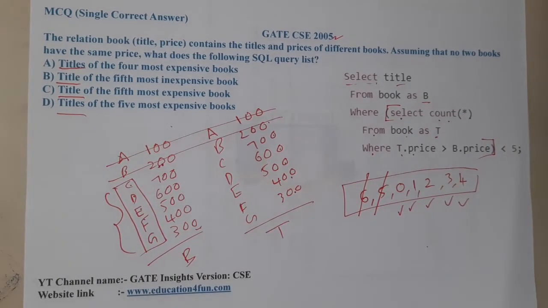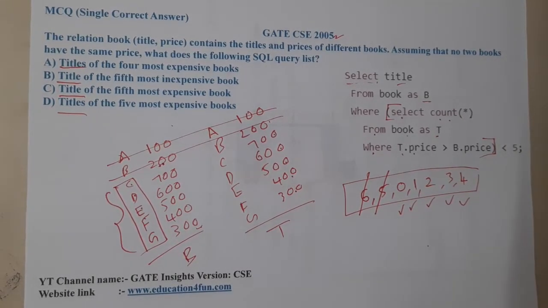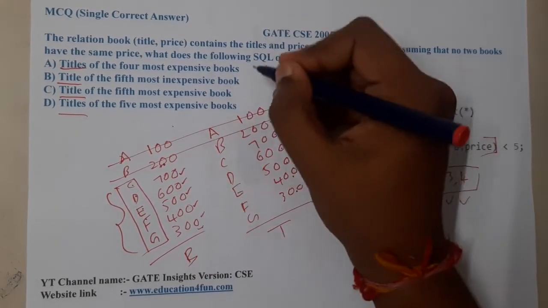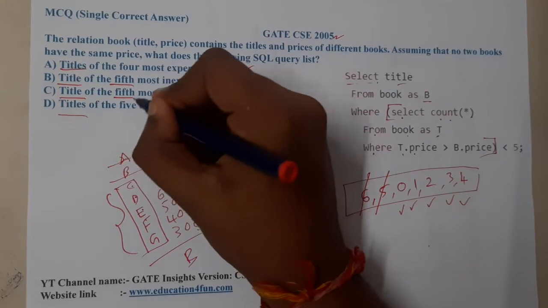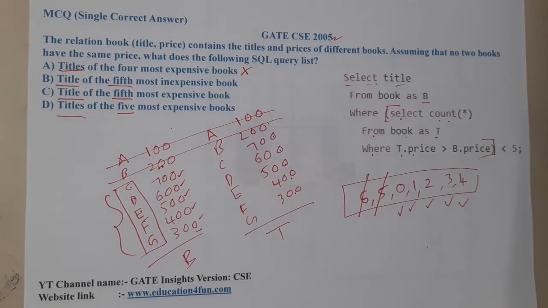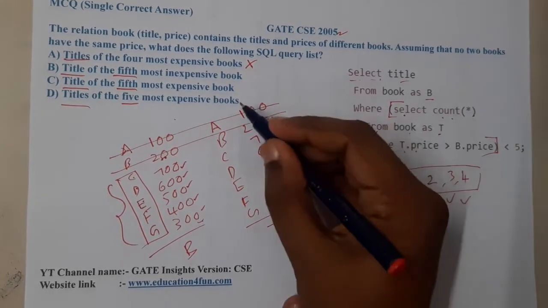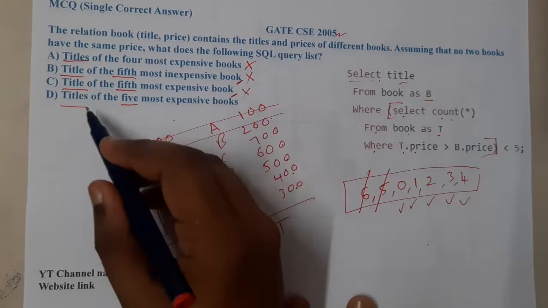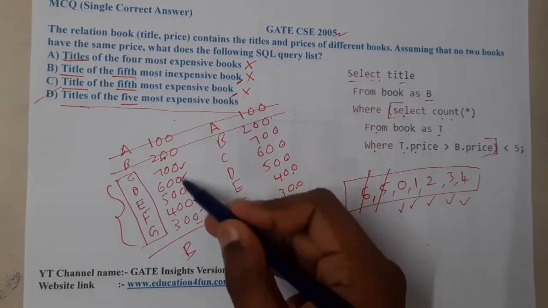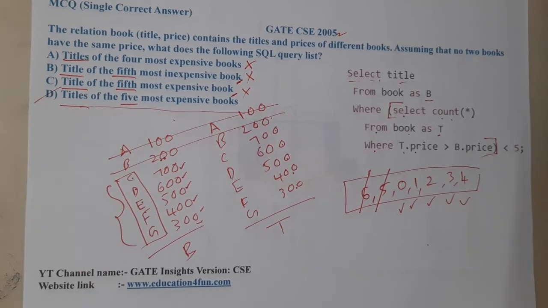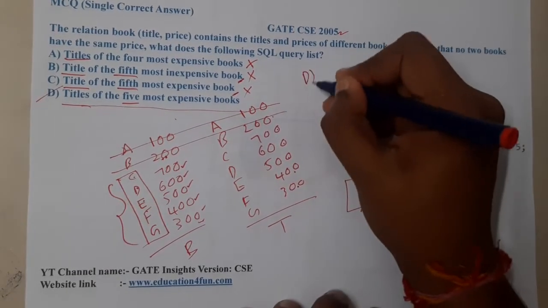Now option A says the title of the 4 most expensive books. I am clear here: 1, 2, 3, 4, 5. I got 5 books, so this is wrong. Options B and C make a small mistake, because they clearly say the 5th most expensive book or the 5th most inexpensive book, so those two are also wrong. I am printing the titles of the 5 most expensive books, from 700 down to 300. So D will be the correct answer.